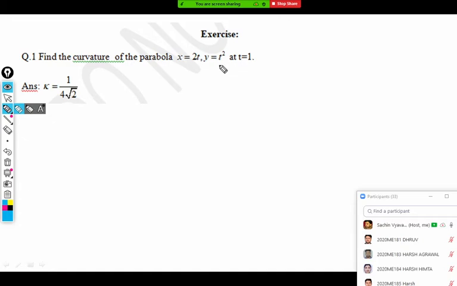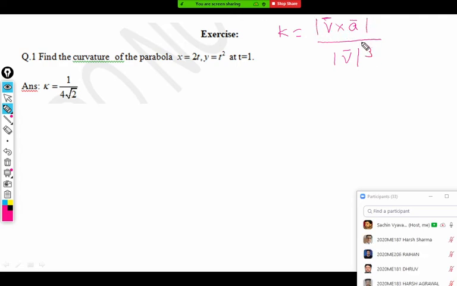So let me start with the formula. We know the curvature k is the magnitude of v cross a upon the magnitude of v, whole cube. So let me find these vectors then.